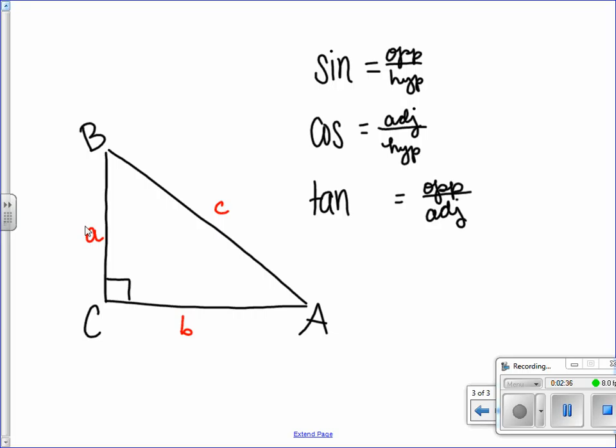Do you remember our mnemonic device for sine, cosine, and tangent? Krakatoa?